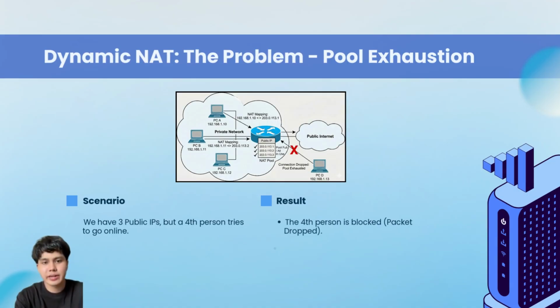This recycling process is what makes dynamic NAT very efficient. However, as good as dynamic NAT can be, it also has a limit. We call this pool exhaustion. In this scenario, we have three public IPs in our pool, but we have four computers trying to get online. Computers A, B, and C take the first three available spots in the pool, so the pool is now empty. When the fourth computer, PC D, tries to connect, the router has nothing to give it, which results in the packet being dropped and the connection being blocked. That user is forced to wait until someone else disconnects to get a spot. So while dynamic NAT is better than static NAT for a large group, it still doesn't solve the problem if everyone wants to be online at the same time.